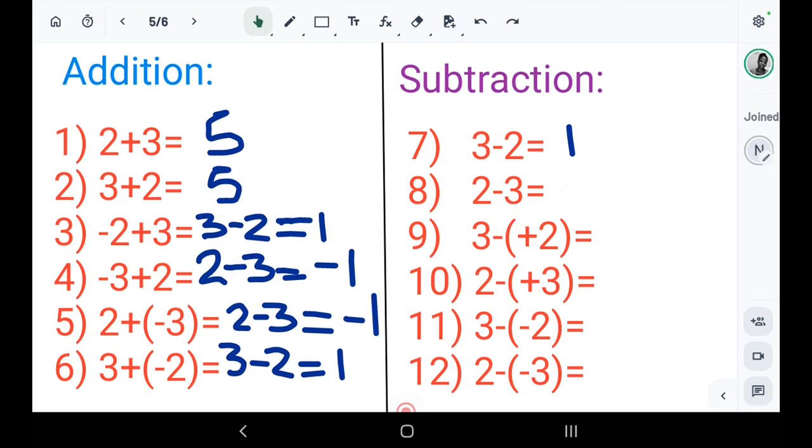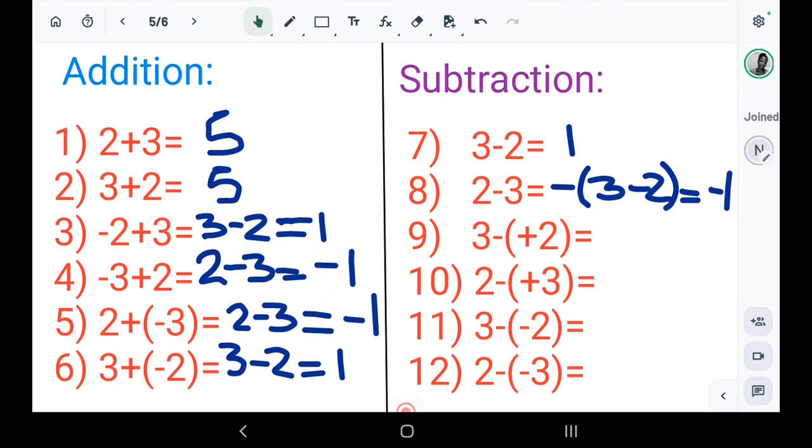So we go negative. This is the same as negative, 3 minus 2, which is equal to negative 1. Or we can simply subtract it like we did in the first one.